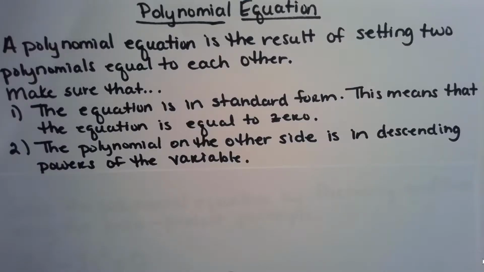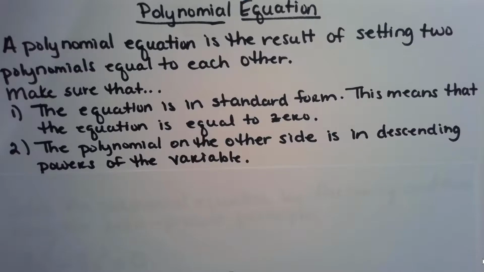A polynomial equation is the result of setting two polynomials equal to each other. And as we solve a polynomial equation, one way that we're going to solve it is by factoring. And then if we can't factor, there will be some other means that we're going to be looking at throughout our textbook on how to find the results of a polynomial equation.